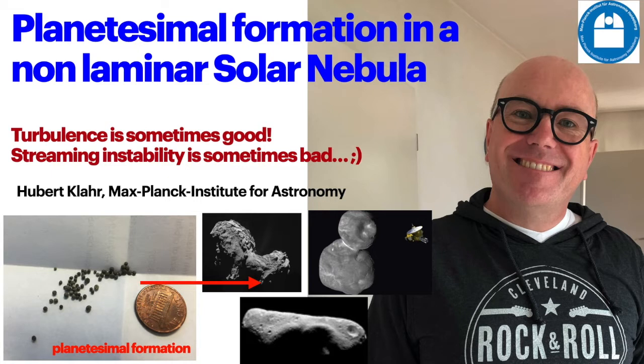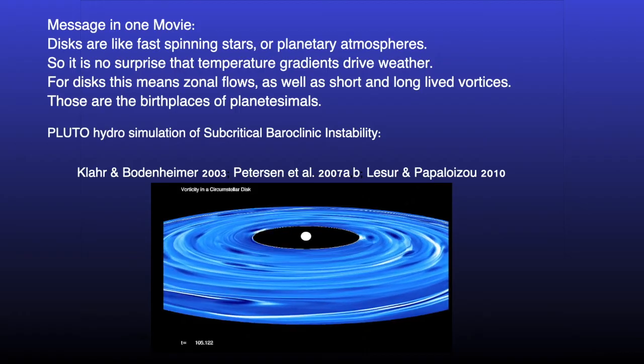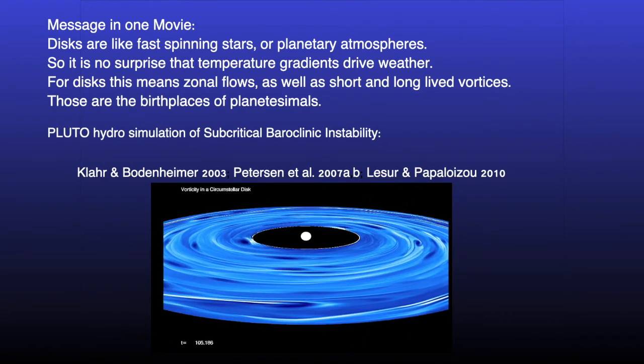My topic is the formation of planetesimals, and I'm investigating this formation in a non-laminar solar nebula. If I only have a minute or two to explain what I'm doing, I would show you this movie. It is a hydrodynamical simulation of a disk around a young star, and the illumination of the central object, the young sun, imposes a temperature gradient on this disk.